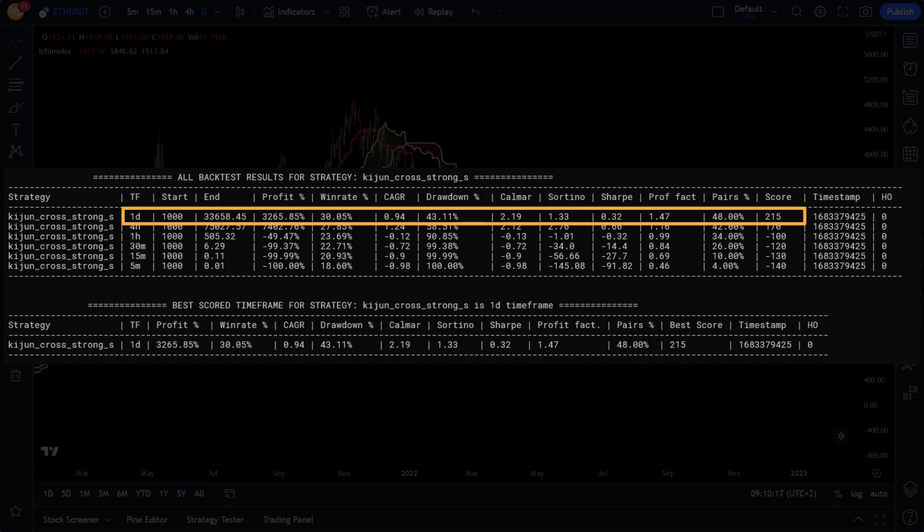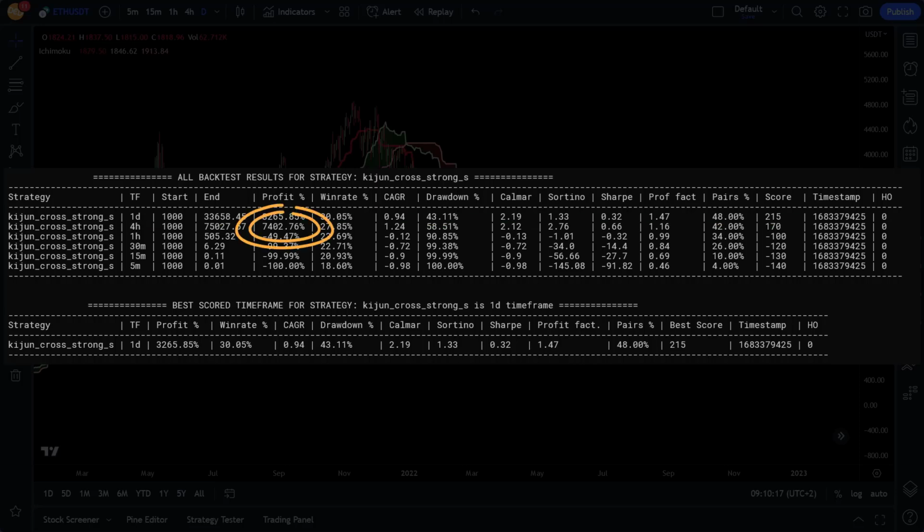The 4-hour time frame even has a high of over 7,000% profits, and I cannot remember any strategy until now that has the same amount of profits, ever. But nonetheless, the 1-day time frame seems to have the best final score here, even though it scores lower on the Sortino and Sharpe ratio. And the main reason here is the drawdown, pairs ratio and poor win rate on the 4-hour time frame.